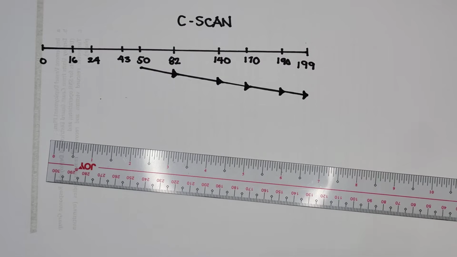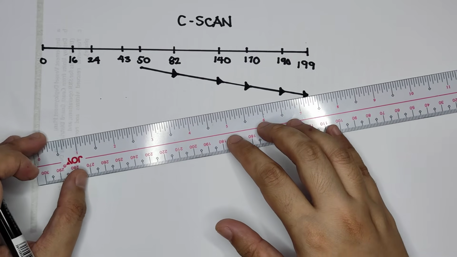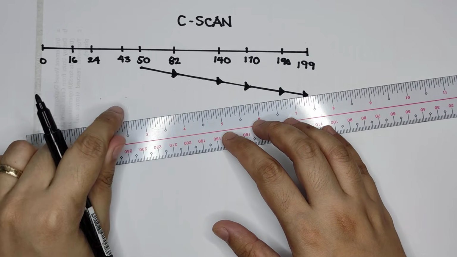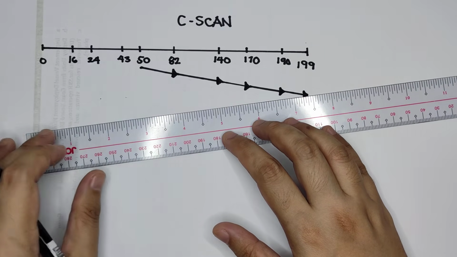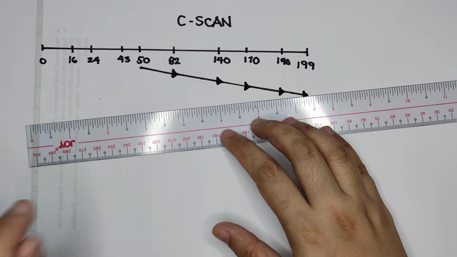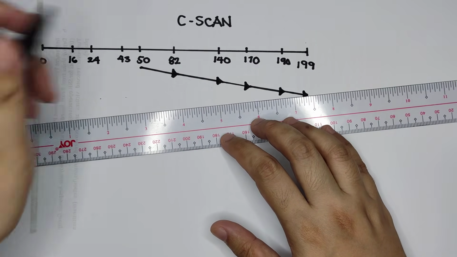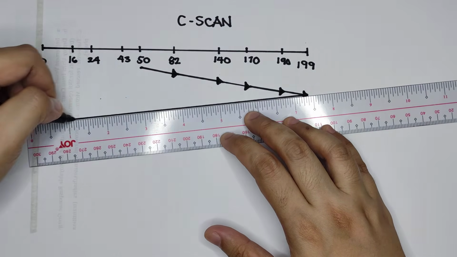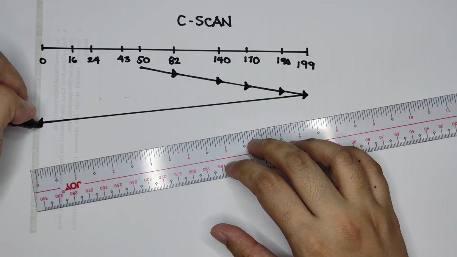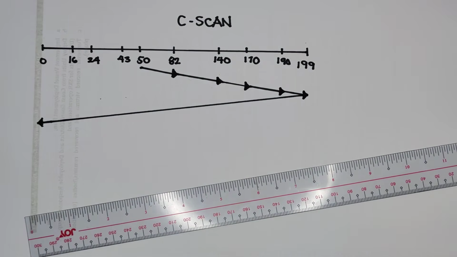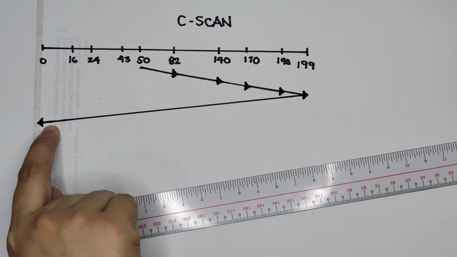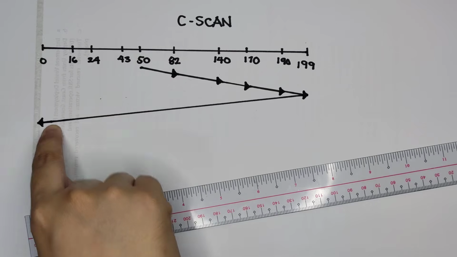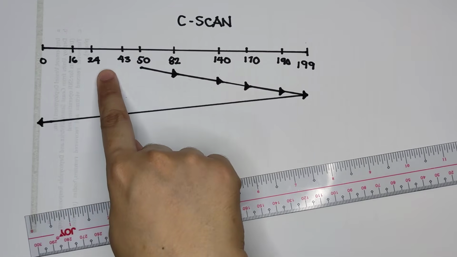So, since it is called circular scan, from 199, instead of going to the nearest values, the remaining values 16, 24, and then 43, it will travel going to the other end. So, from 199, it will go to 0. So, that's the difference with C-scan. So, that is why it is called circular. So, from this end, 199, it will go to the other end of the disk, which is 0. Okay, then it will continue to serve 16, 24, 43.